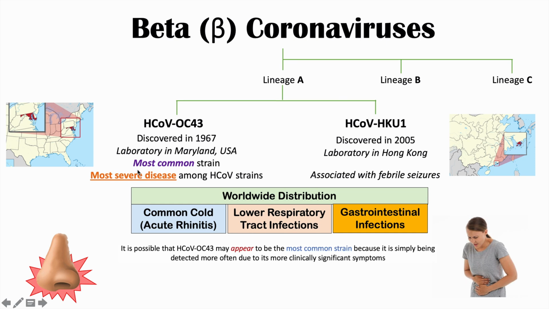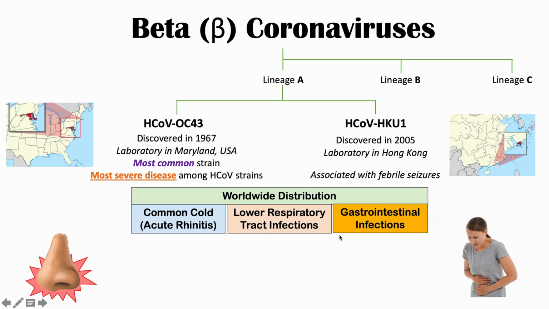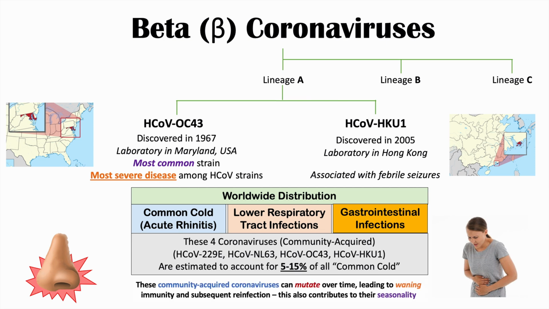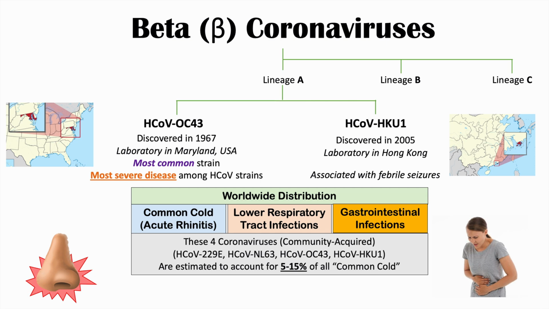And unfortunately, it's actually the most common strain as well. So this coronavirus can actually cause significant lower respiratory tract infections in some individuals. Out of these four coronaviruses, the HCoV coronaviruses we just talked about, these are considered the community-acquired coronaviruses. They are all over the world, and they fluctuate throughout the year. They have a seasonality. These are actually estimated to cause about 5 to 15% of all common colds, or all acute rhinitis. So they are significant pathogens in humans.